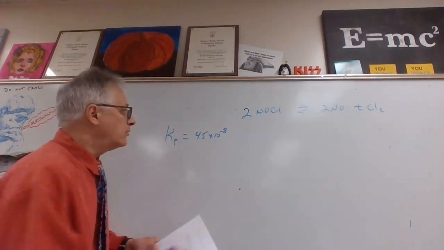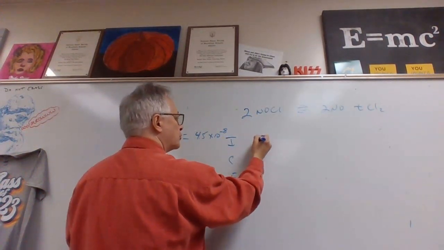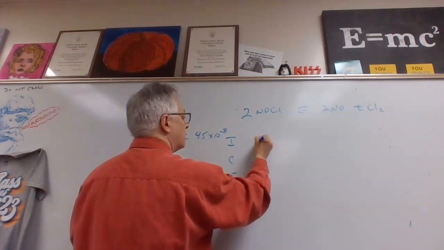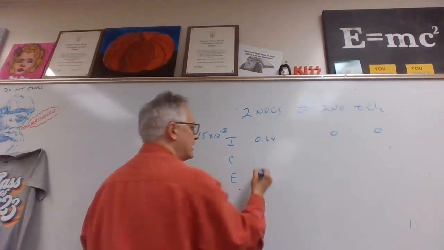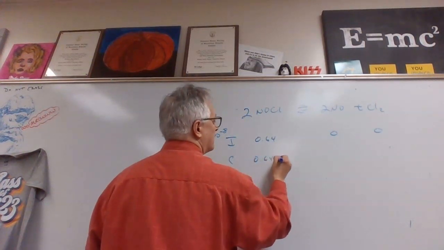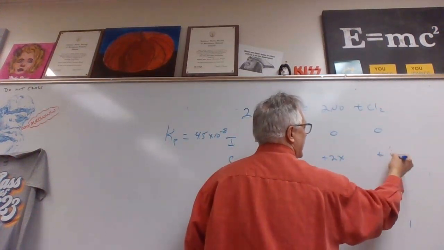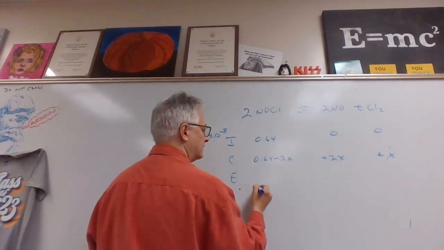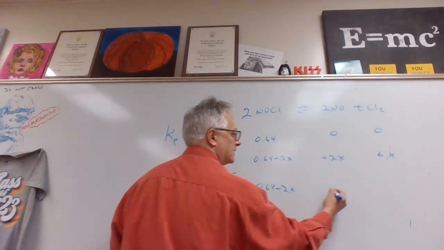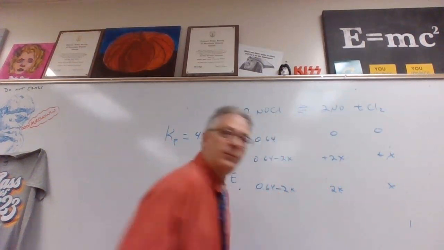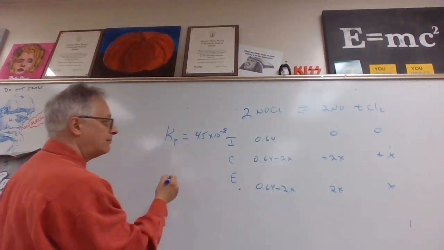So, we know, let's say I, C, E, the initial partial pressure is 0.64, 0 and 0. Do it exactly the same way. 0.64 minus 2x, 2x, x, and again, same deal. 0.64 minus 2x, 2x, and x are my equilibrium concentrations. Same exact problem, except now we're using Kp.